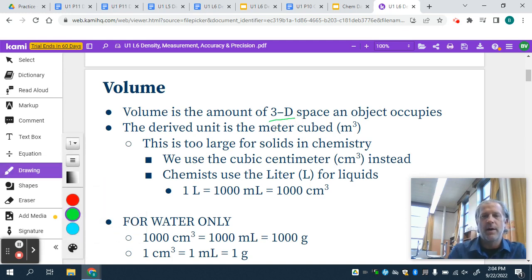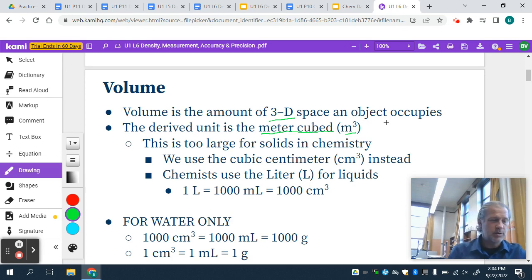So that really gets us to the point that there is a specific amount of space that an object will exist inside of. And the derived unit for volume in chemistry and in science is something called the meter cubed. Now, the meter cubed is a really, really large number. Think about it like being 1 meter, which is a little bit more than 3 feet, by 1 meter, by 1 meter. It's a pretty large space.